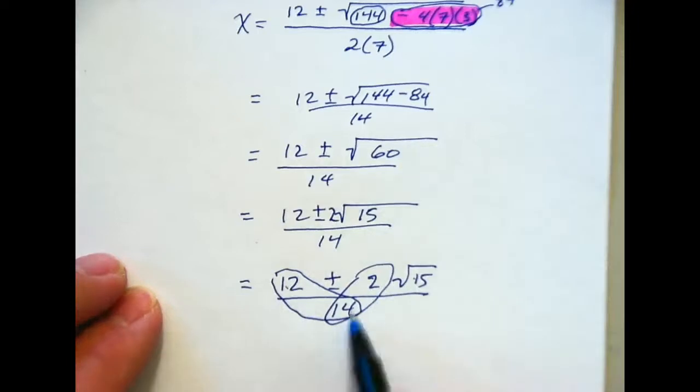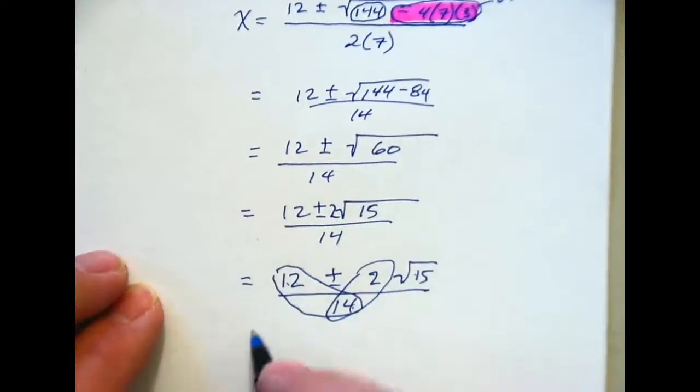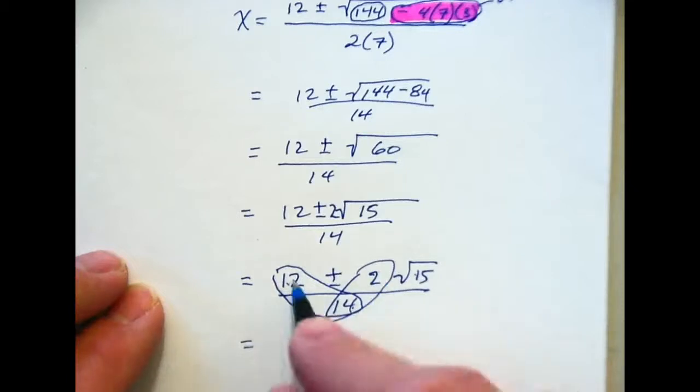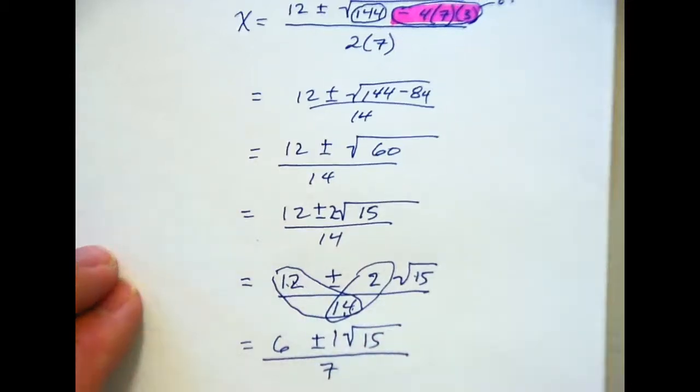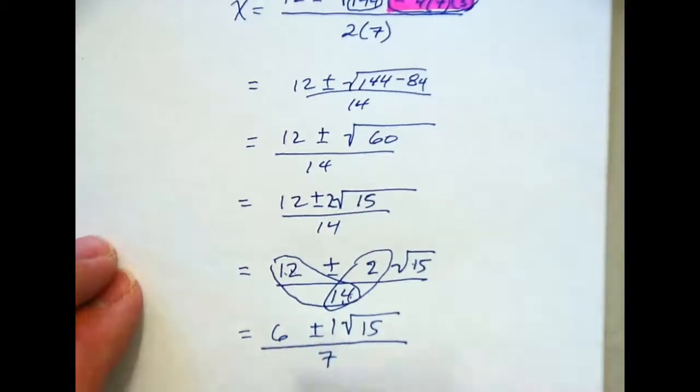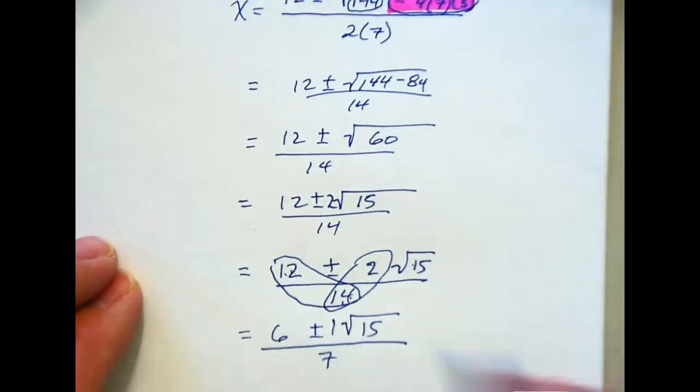Okay, so 12 and 14, what goes into both those? Well, it becomes a 2, and 2 goes into that. So 2 goes into this 6. 2 goes into this once, so it just becomes a 1. So 1 root 15, you don't need to show the 1, but there it is. And then 2 goes into 14 7 times. It has to go into all 3 parts if you're going to simplify that way. All right? So my answer is this. I can't simplify anymore.